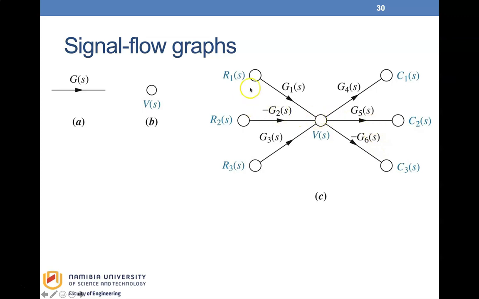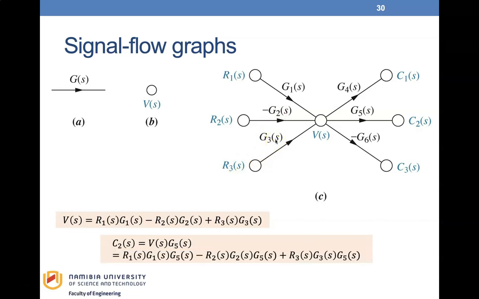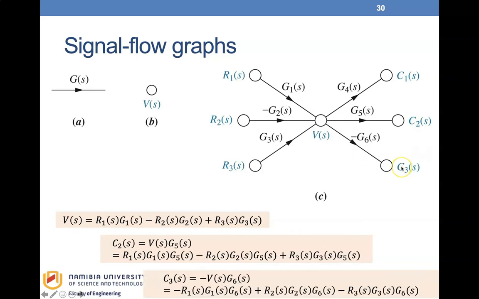Each signal is a sum of the signals flowing into it. For example, the signal V of S is equal to R1 of S, G1 of S, minus R2 of S, G2 of S, plus R3 of S, G3 of S. And then the signal C subscript 2 of S is equal to V of S, G subscript 5 of S. And here you can then substitute your V of S. And then we can also see that the signal C subscript 3 of S is minus V of S, G subscript 6 of S. And here again, you can substitute your V of S.